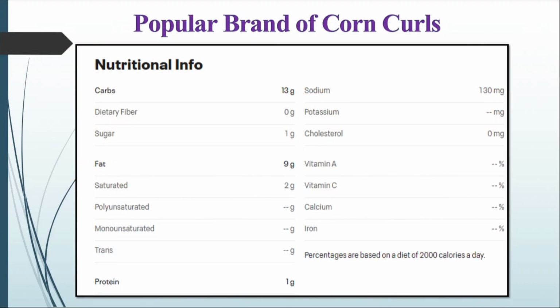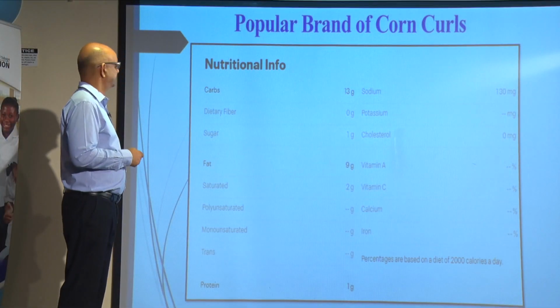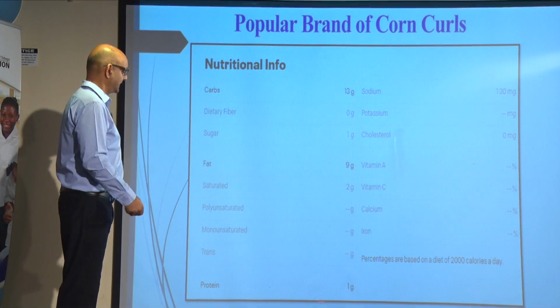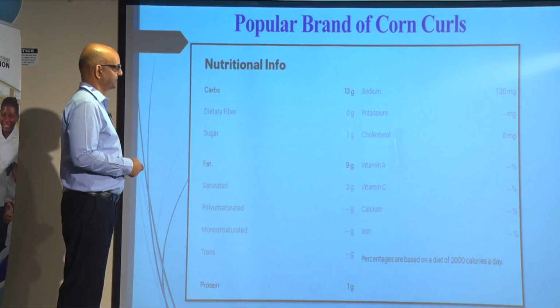Looking at a popular brand of corn kernels, it contains carbohydrates, fats, and proteins. 13 grams of carbohydrates, which include 1 gram of sugar, 9 grams of fats, which include 2 grams of saturated fats. Saturated fats and unsaturated fats are 2 different kinds of fats, as well as 1 gram of protein. But look at this.